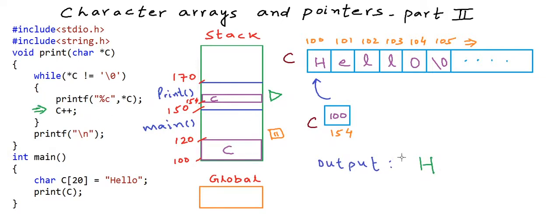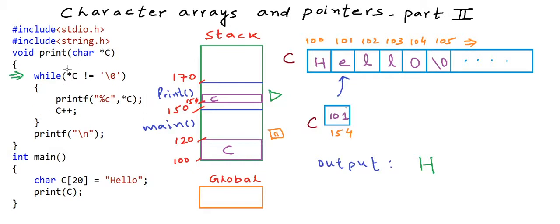If we understand pointer arithmetic from our previous lessons, incrementing a pointer by 1 unit increments the address by the size of the data type that the pointer points to. C here is a pointer to character data type, and character data type is 1 byte. So C++ is saying C is equal to C plus 1. So C now becomes 101. So now C points to the second character in the array.